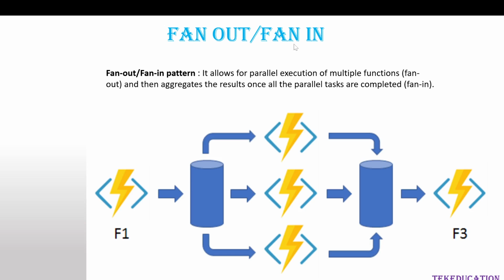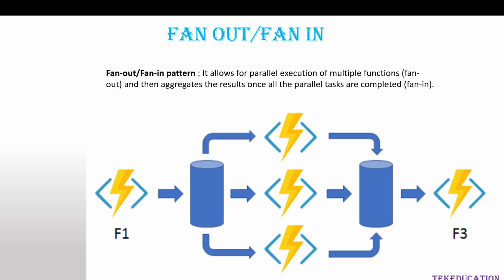Next pattern is fan out and fan in. This pattern allows for parallel execution of multiple functions and then aggregates the results once all the parallel tasks are completed. Executing parallel functions is called fan out. Aggregating the output of all the parallel tasks is called fan in. That is why we are calling it the fan out and fan in pattern. In this image, function 1 will execute these three functions in parallel. The output of these three functions is sent to function 3 where it will aggregate this data.